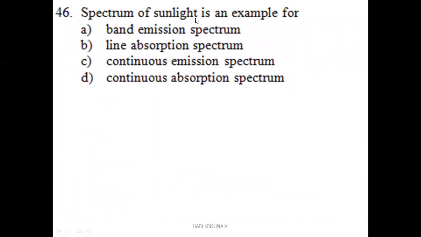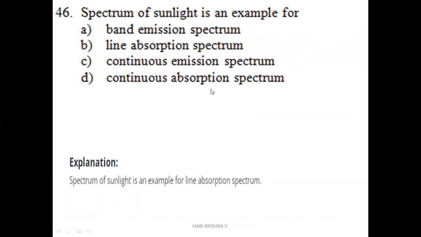Next, the spectrum of sunlight is an example of absorption. Sunlight is absorbed, so it is an example of a continuous line absorption spectrum.